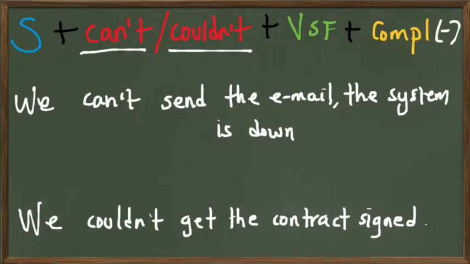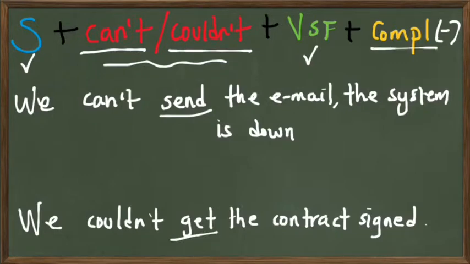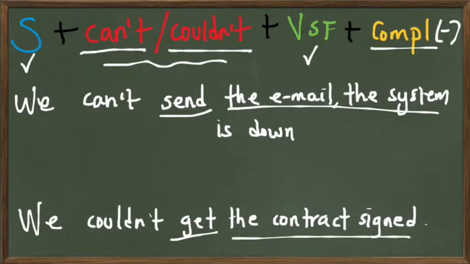The formula is quite simple, it's just the same, adding subject, the negative of can or could, and the verb in simple form. Very important to mention that. And our complements, which are the email, the system is down, and the contract signed.